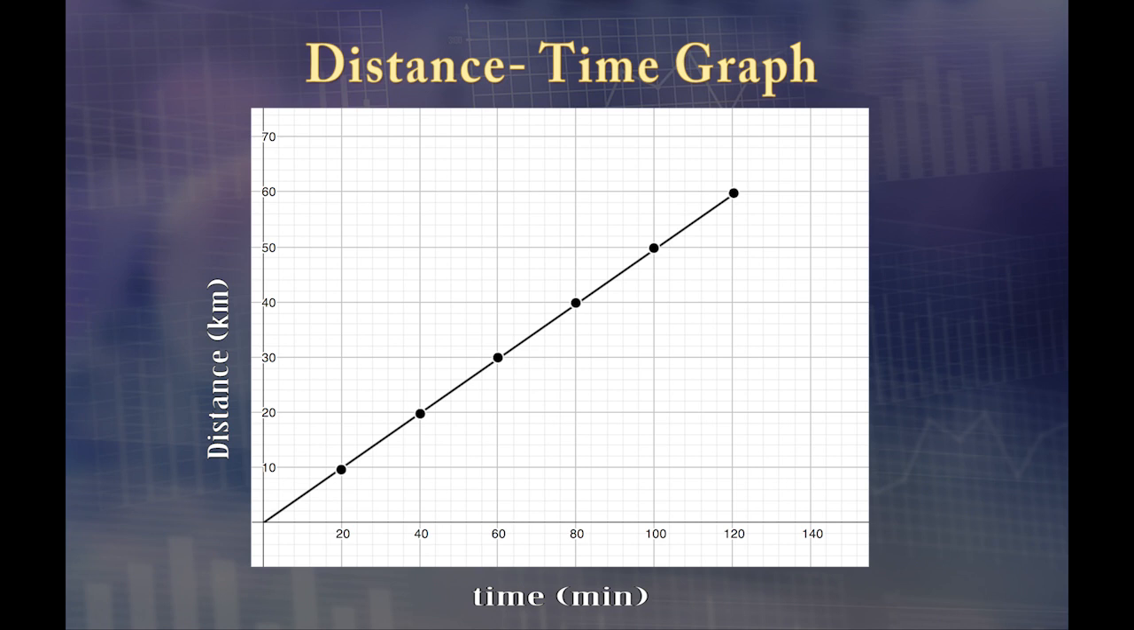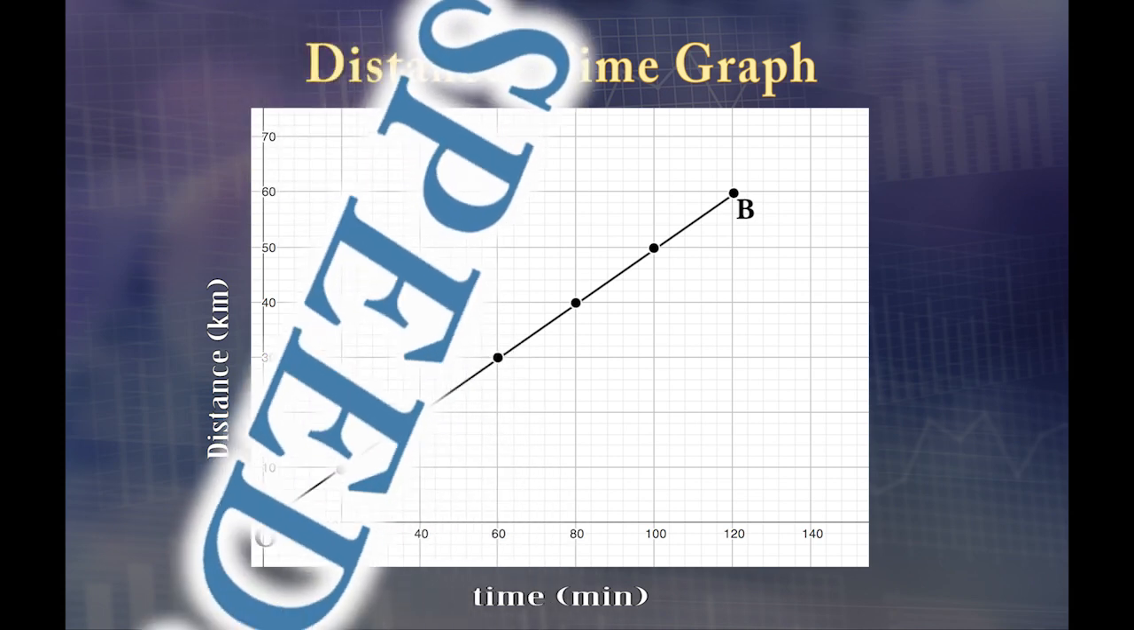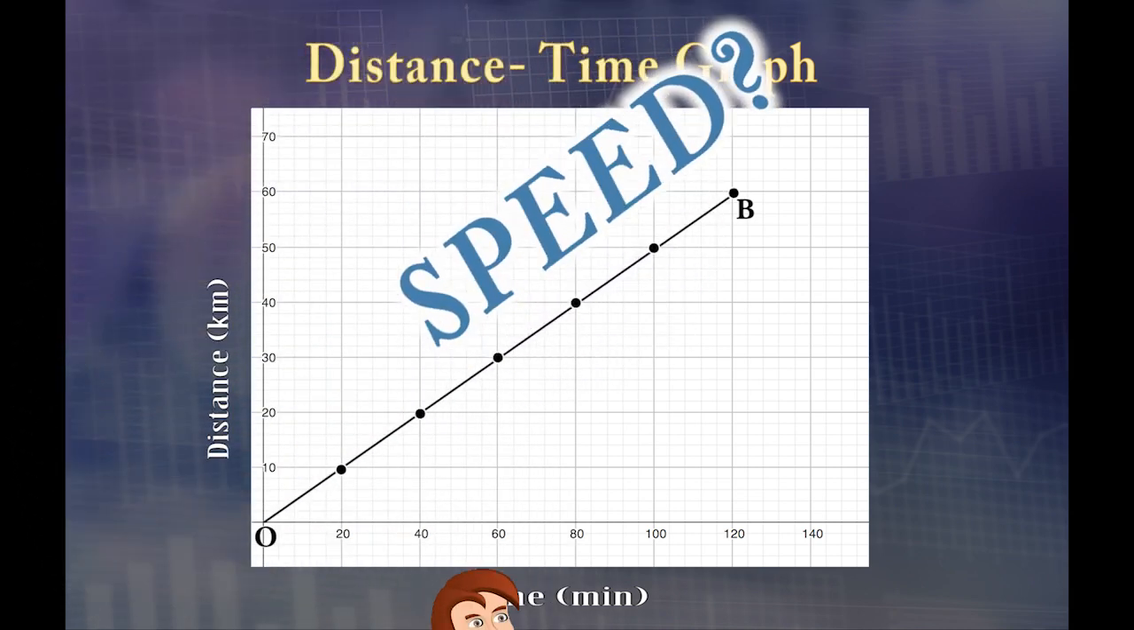So in this case, the graph of distance traveled against time taken is a straight line as shown in the figure. The portion OB of the graph shows that the distance is increasing at a uniform rate. Can we determine the speed of an object using the distance-time graph? Well, yes, we can.